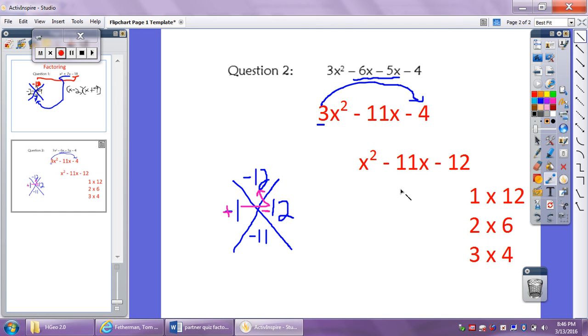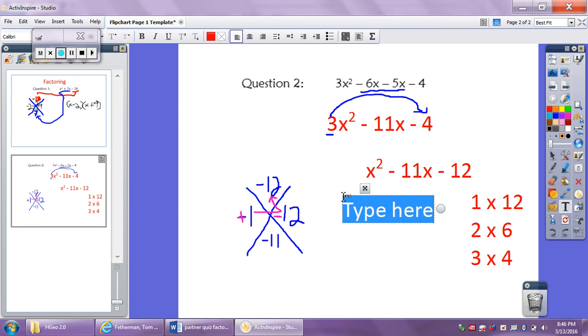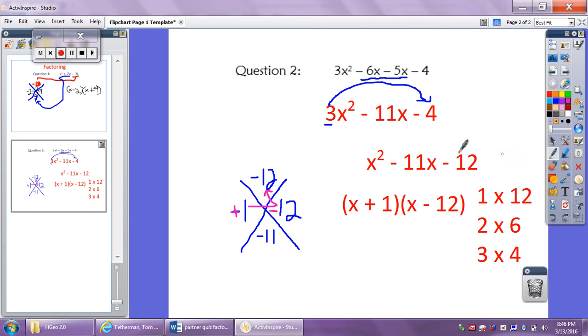So then we found our two factors. So we write x plus 1 and x minus 12. And then this is when we added in that extra step. Since we started off by multiplying this term by 3, we have to go back and now divide by 3. So I divide here by 3, divide here by 3.